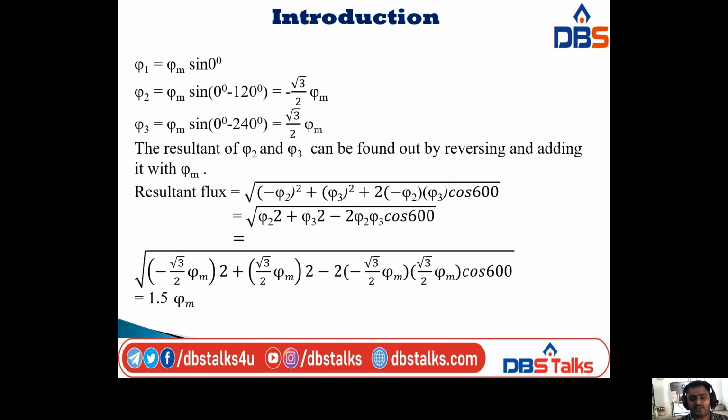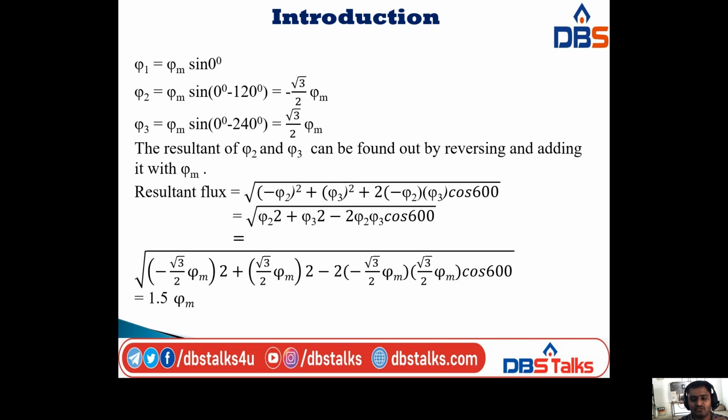So I already said in the previous slides, the instantaneous flux values: phi 1 is equal to phi m sin theta. Here I am considering theta equal to 0, so phi 1 is equal to phi m into sin 0, and sin 0 means 0. That's why phi 1 is equal to 0. And phi 2 is equal to phi m into sin of theta minus 120 degrees. Substituting 0 for theta, we have phi m into sin of minus 120, that is minus root 3 by 2 into phi m.